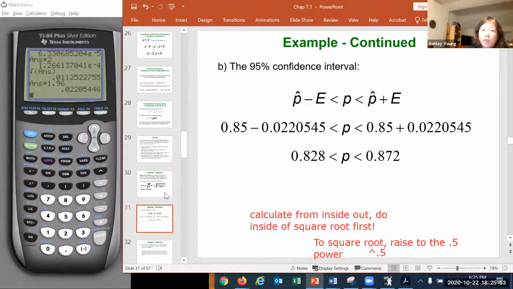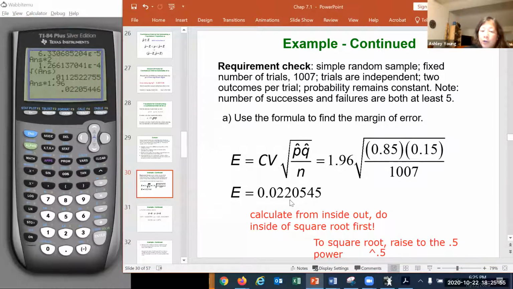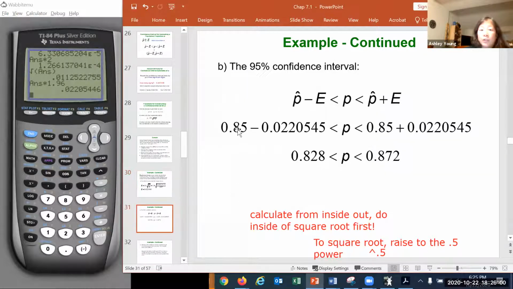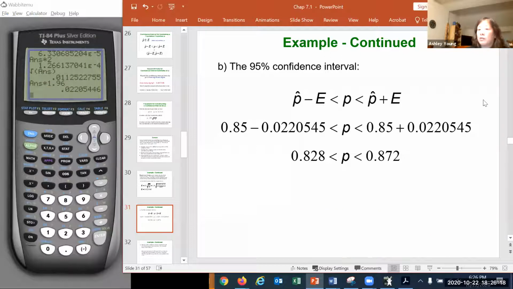Okay, good. So once we found our error of 0.02205545, you're just going to take our p hat, 0.85, subtract it. That's our lower limit. Round it off to 3 sig figs. Take our p hat, add our error, and then round that off to 3 sig figs. And p is between these two. That's it. Straightforward.